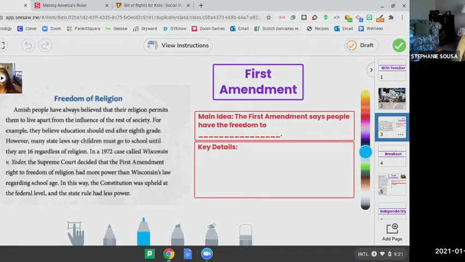So also in the First Amendment is the freedom of religion. Okay. So not only do we have the freedom of speech, but we have the freedom of religion as well, which means we can believe in what we want to or what we feel is correct. It says the First Amendment says that people have the freedom to, and we just said that, freedom of religion. It's right here. So if you would, please grab your highlighter and highlight freedom of religion.